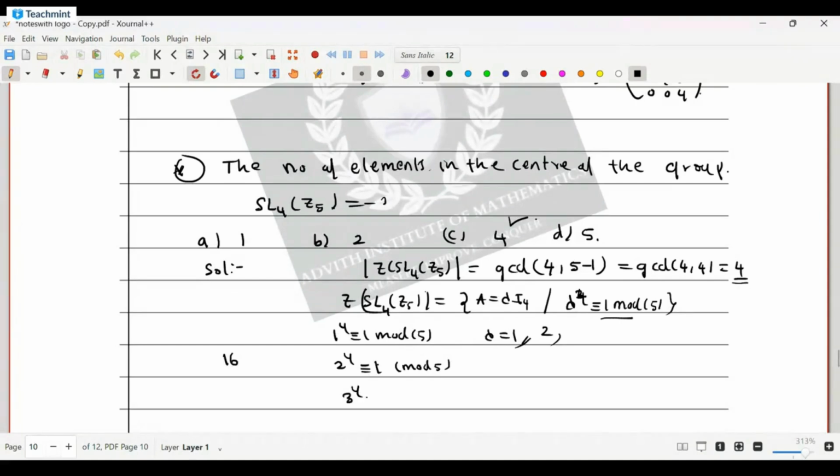And 3 power 4 is congruent to what? 3 power 4 is 9 times 9, 81. 81 divided by 5, what is the remainder? 1. So it is 1 modulo 5. So therefore lambda is equal to 3. And 4 power 4 is 16 into 16, 256. 256 divided by 5 leaves remainder 1. 4 power 4 is congruent to 1 modulo 5. So therefore lambda is equal to 4.